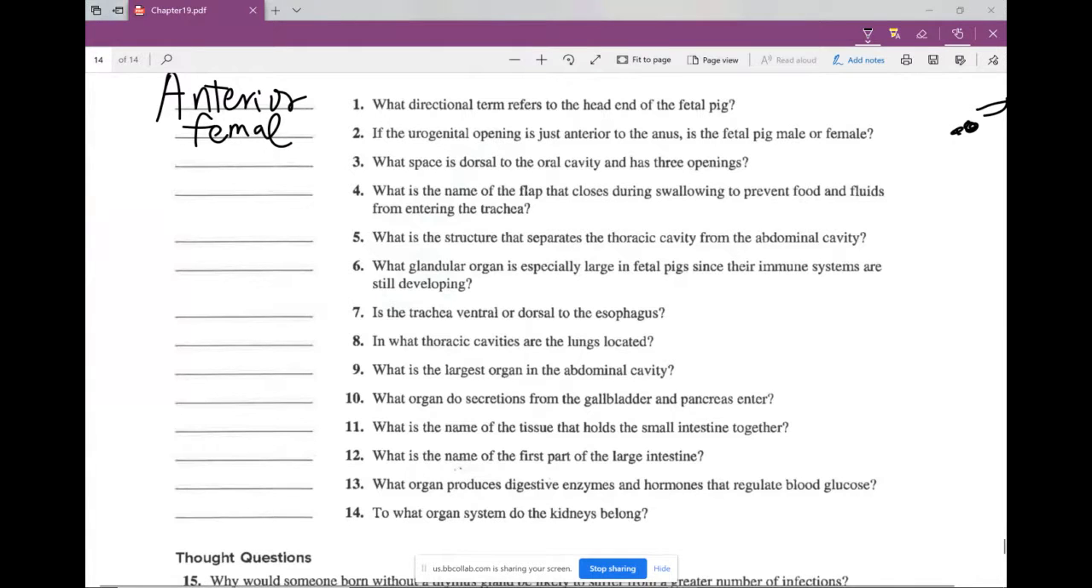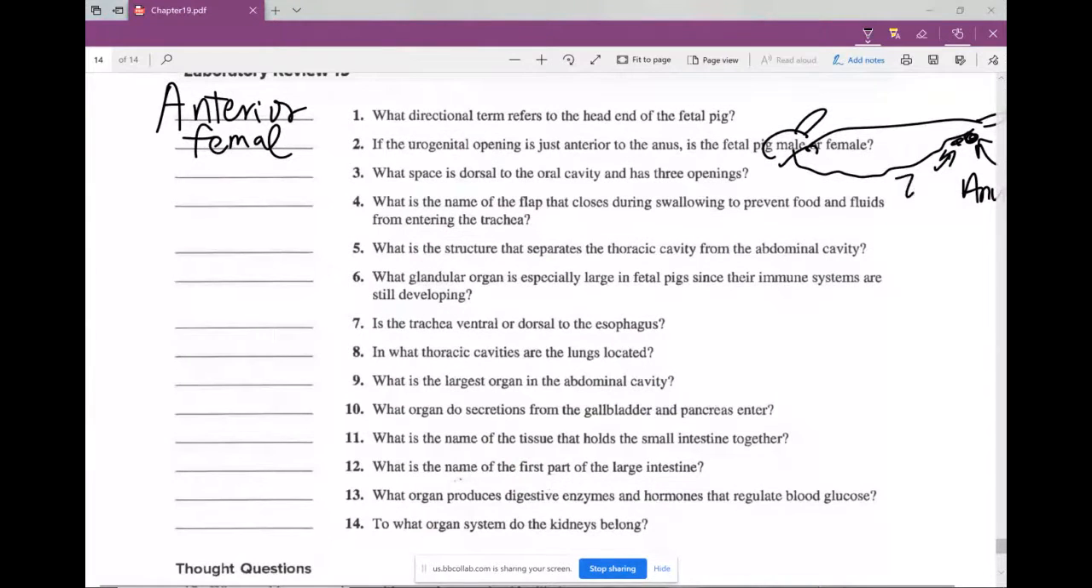Here's the tail, by the way. Okay, that's my very bad drawing of the thing. Oh, yeah, that's very bad drawing. Okay. So that would be the anus, and this one is the urogenital opening. It just happens to be a little bit ventral. Sorry, a little bit anterior according to this book. I would describe it more as ventral.